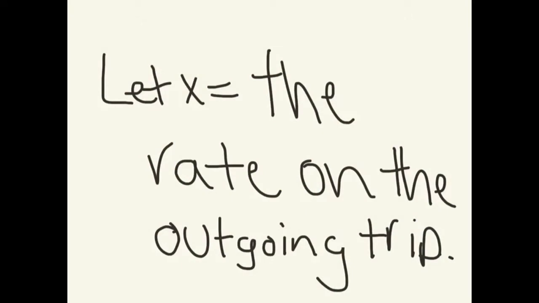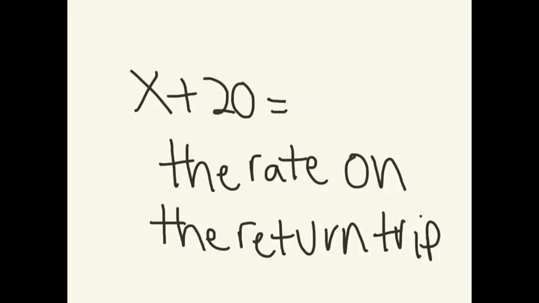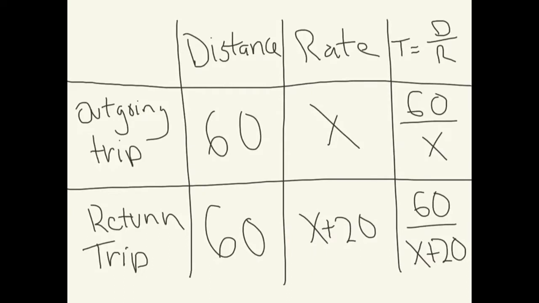To start off, we are going to let x equal the rate on the outgoing trip. Next, we will let x plus 20 equal the rate on the return trip. For the outgoing trip, the distance is 60 miles, the rate is x, and the time is 60 over x.